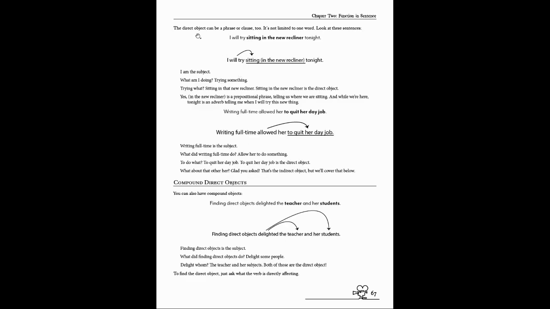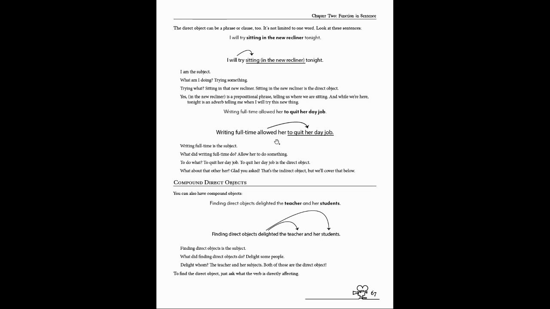Now, your direct object can be more than just one word. It can be an entire phrase. It could be a clause, right? I will try sitting in the new recliner tonight. So what will I, subject, will try? What will I try? That whole thing, sitting in the recliner. So that is my direct object. And then tonight tells me when, so it makes it an adverb.